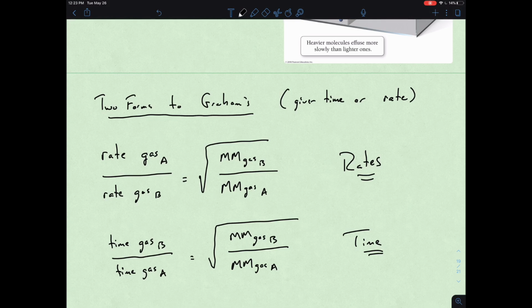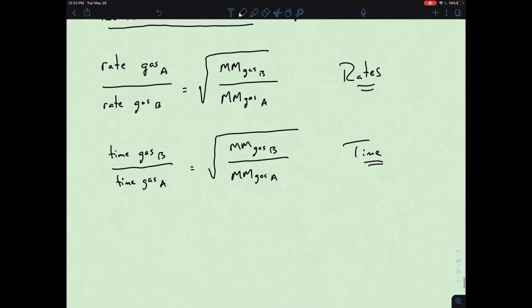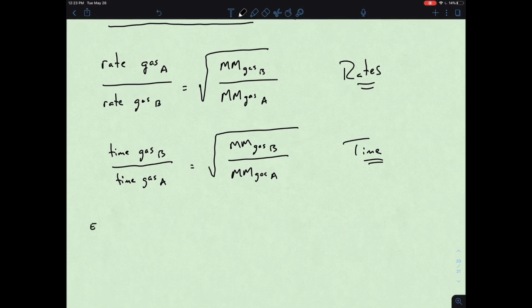So rate and time are related to one another, right? 1 over time is basically your rate. So that's why we see this flip-flop happening between gas A and gas B as we go from rate to actual time. So it just depends on what you're given in using Graham's law. So let's look at an example of this.